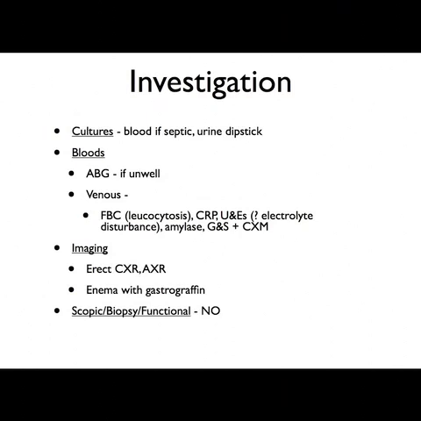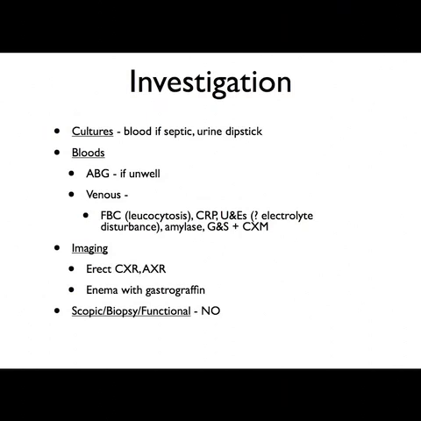Imaging studies, it's important to do an erect chest x-ray. And this is looking for, of course, free air under the diaphragm, which would be indicative of a perforation. You then, of course, want to do an abdominal x-ray, looking for the particular features of small and large bowel obstruction.